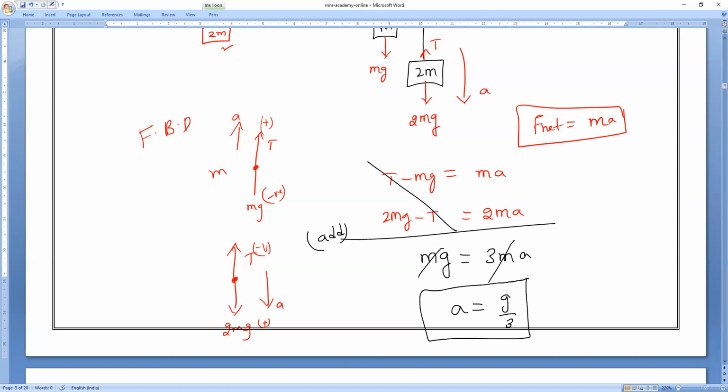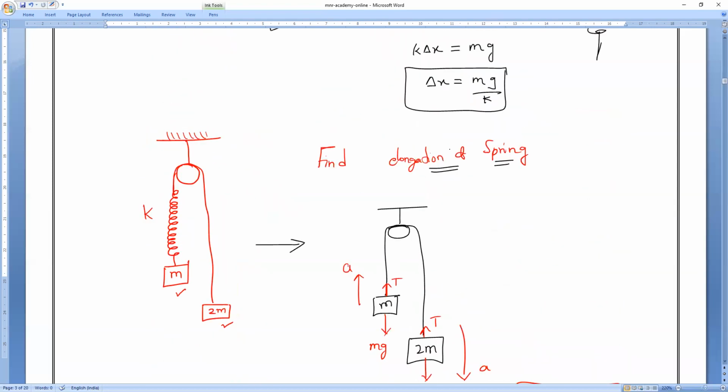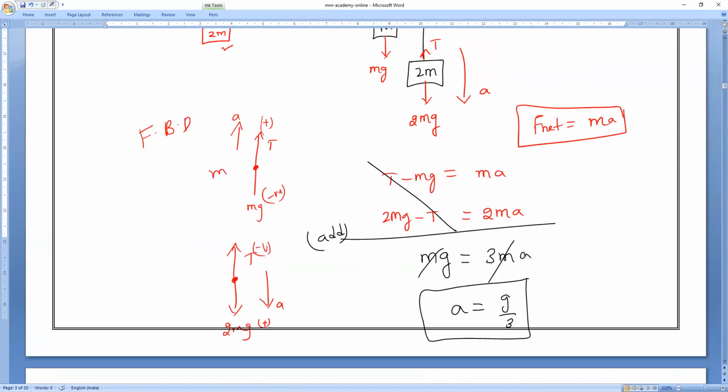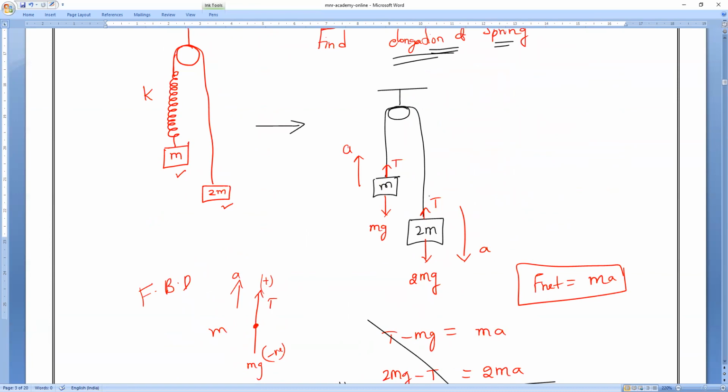But they're asking us to find what? What is the elongation? Elongation means what we should find? We have to find delta x. So if you want to find delta x, let us see. We know only acceleration. So can I find the tension? Because on both sides the tension is the same, because it is the same string.